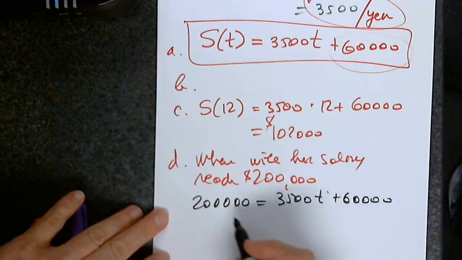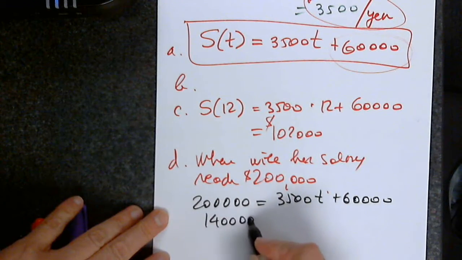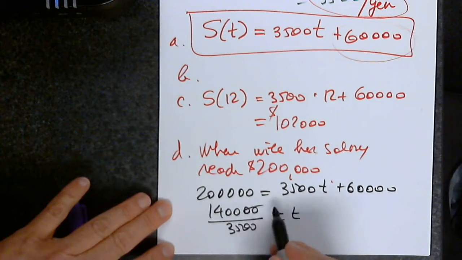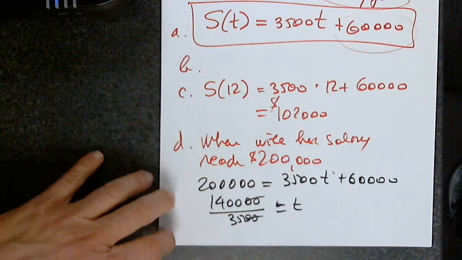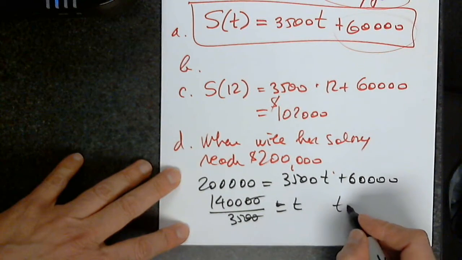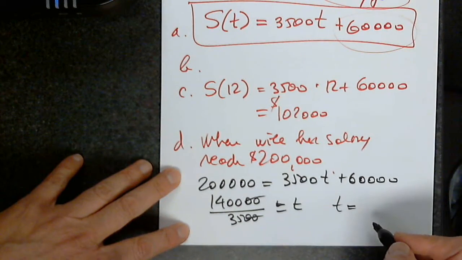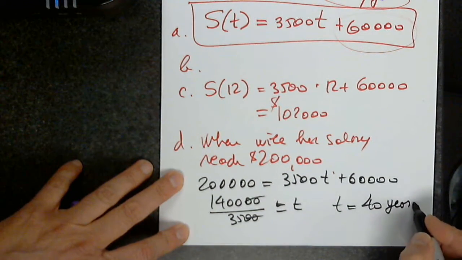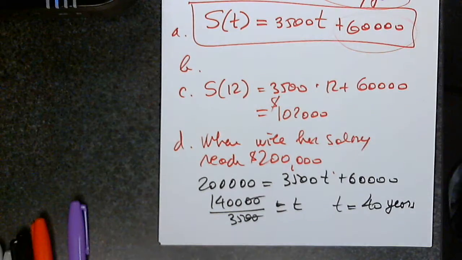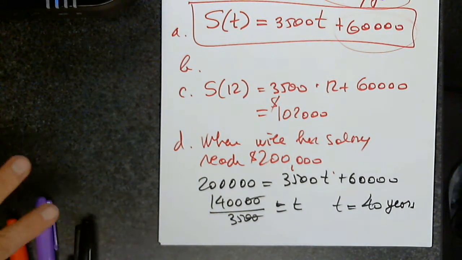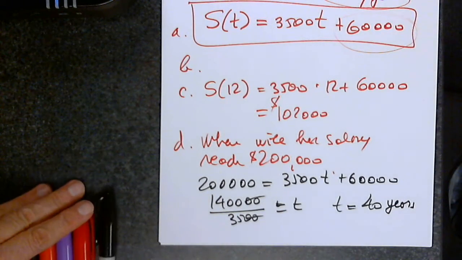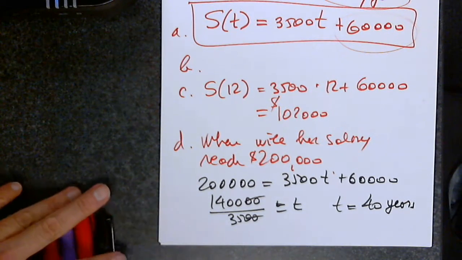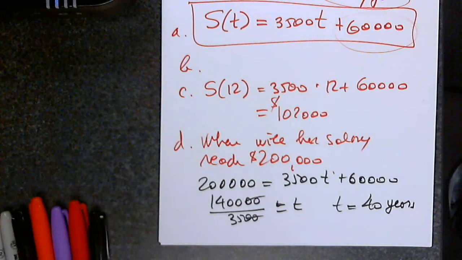Yes, I have to subtract 60,000, so this is 140,000, and divide by 3,500 to get the t. So how much is 1,400 divided by 35? How much? 40. Okay, very good. 40 years with the firm. Well, that is possible. We have people who are retiring next week after more than 50 years with the college. So 40 years is not that bad.